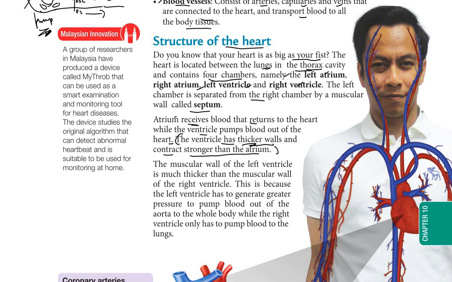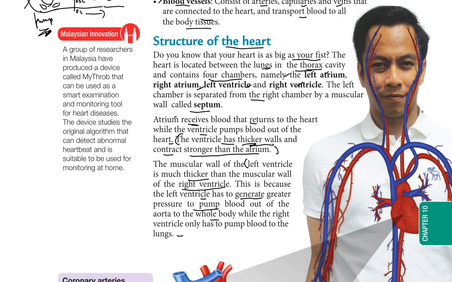Why? Because the muscular wall of the left ventricle is much thicker than the muscular wall of the right ventricle. This is because the left ventricle has to generate greater pressure to pump blood out of the aorta to the whole body, while the right ventricle only has to pump blood to the lungs. Later I will explain this more in the diagram.